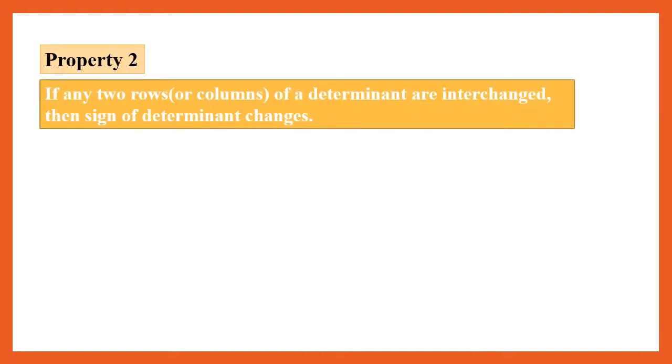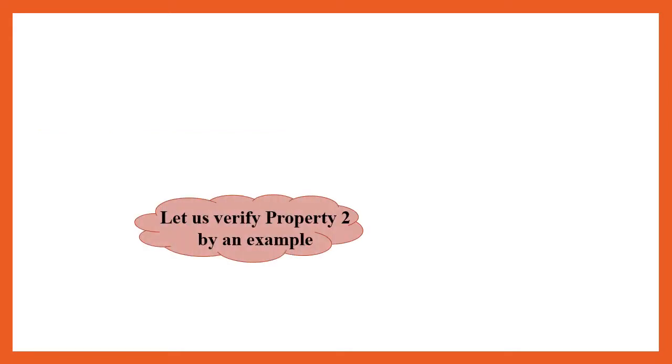Next, property number 2. If any two rows of a determinant are interchanged, then the sign of the determinant changes. So here, if we are changing R1 into R2 or R2 into R3, when we apply the interchanging operation one time, the value of the determinant gets multiplied by a negative sign. To understand this, we will consider an example.